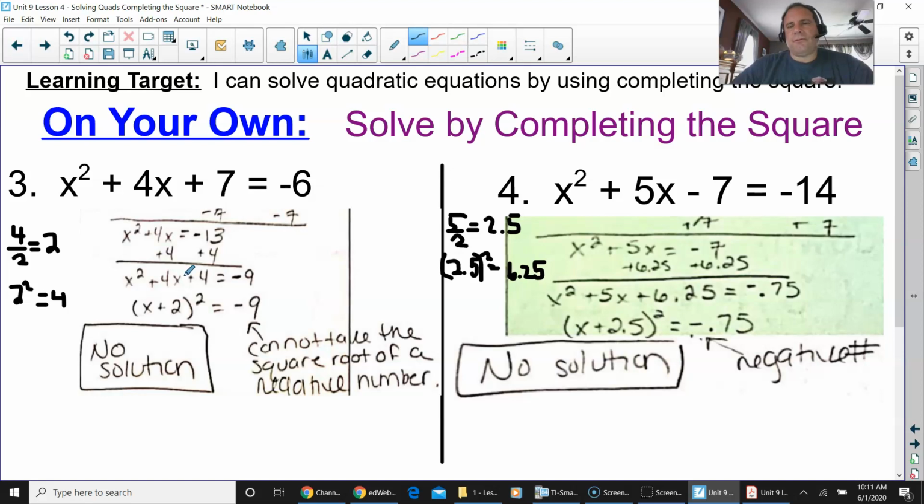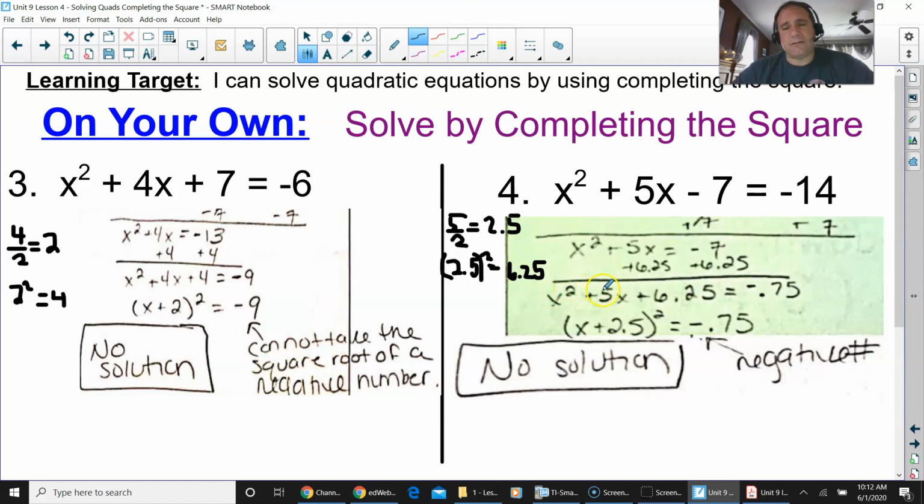So on number 4, same thing. So we have plus 7 on each side. You have x squared plus 5x equals negative 7. I took the 5 right here, which is the b, divided by 2. It's 2.5. 2.5 squared is 6.25, so I added that on both sides.